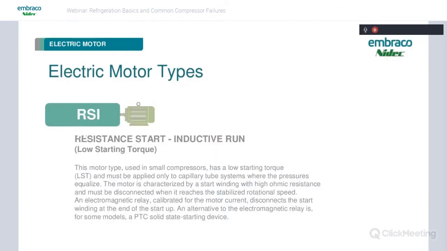They're a little bit different than if you have technicians out there that are used to working on larger AC equipment. These motors are a little bit different. They have a little bit different components on them, but one of the most common types of motors that you'll see is actually the RSIR motor.